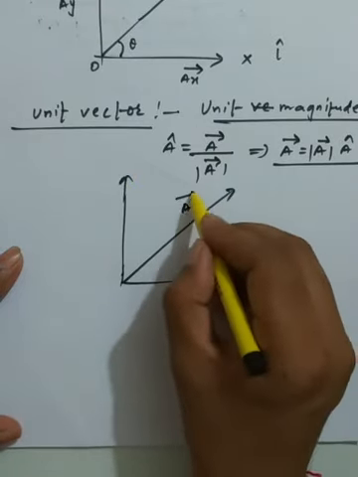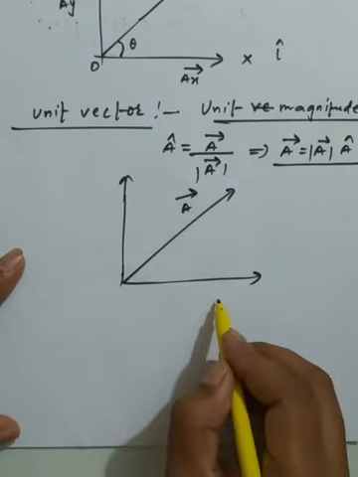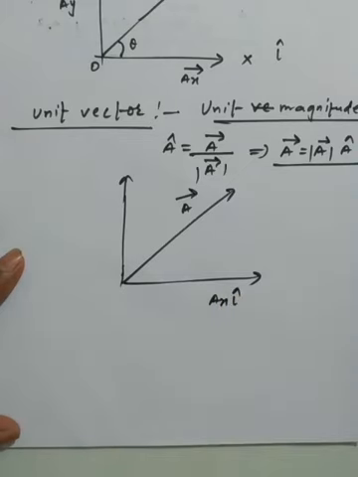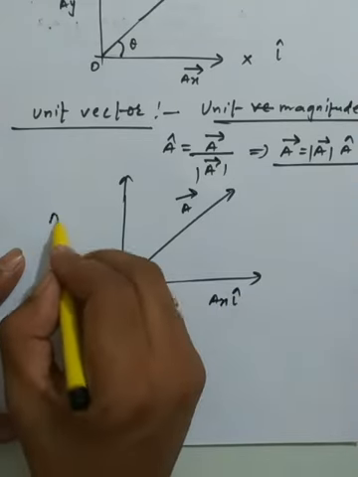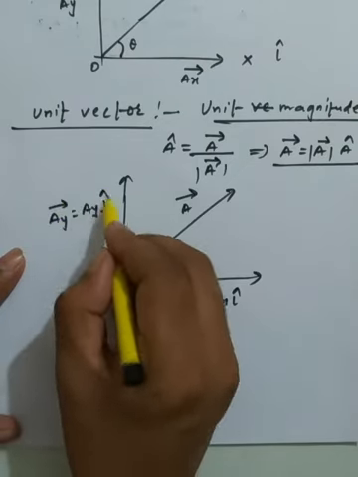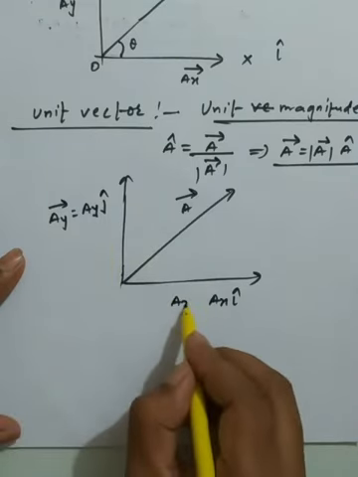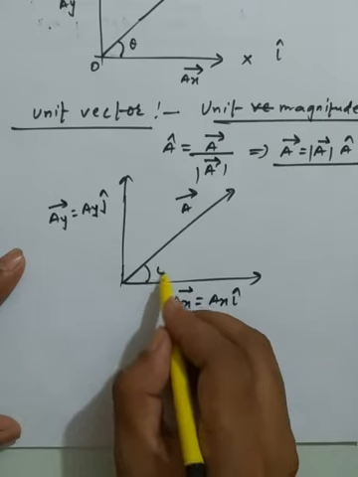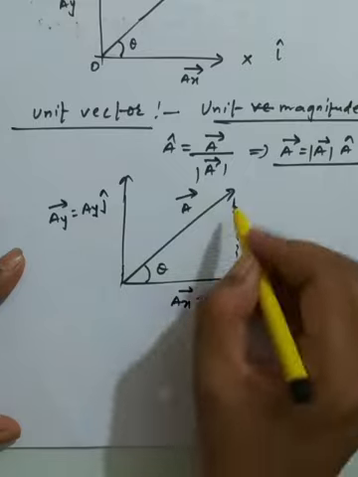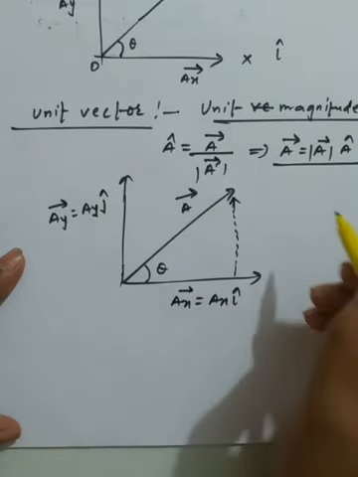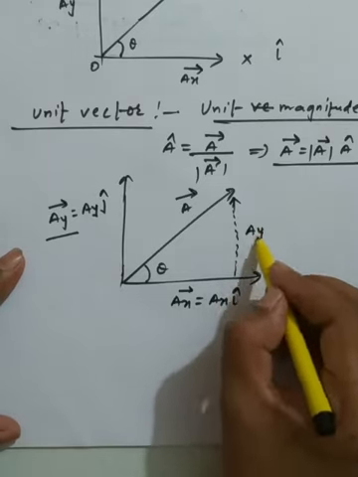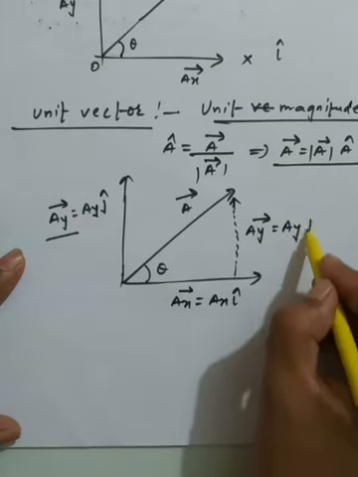Dear students, we have a vector a. If I represent the ax vector, I can easily write ax i cap. It is a simple method. Here we have the ay vector, that is ay with j cap. Now I make a perpendicular on the x axis and arrange it along the direction of ay. So this one is also the ay vector. The ay vector I can write as ay times j cap.